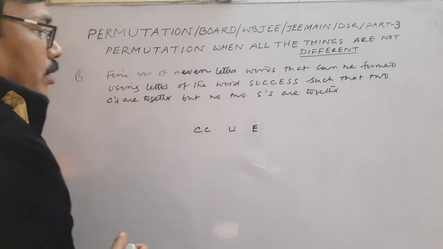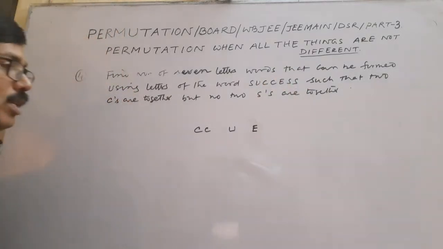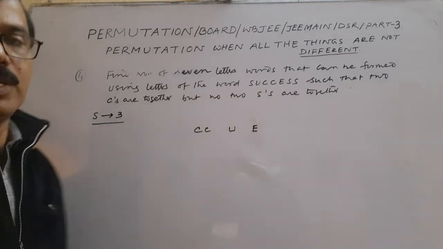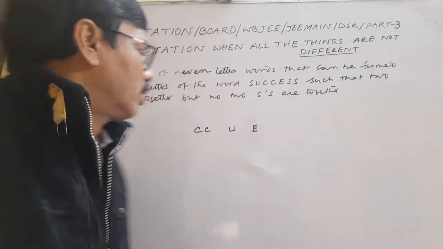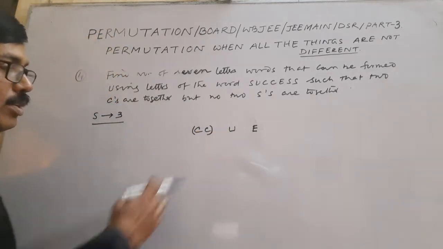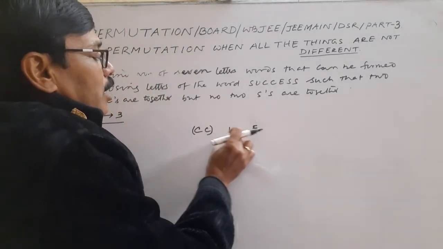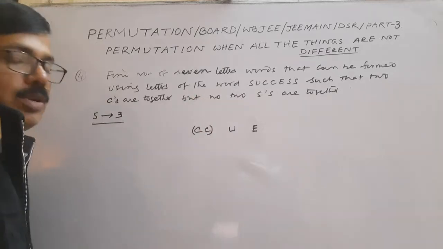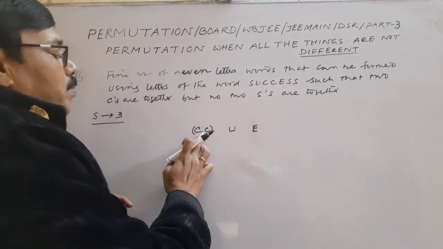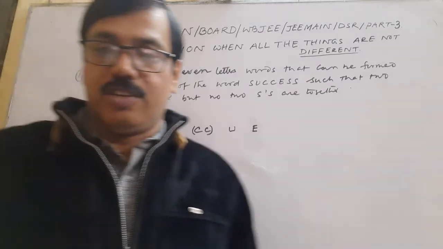How many S's? Three S's. Two C's are together, so we consider these two C's as a single entity, and U and E. These two C's, U and E can be arranged in a row in how many ways? Factorial 3 ways, not factorial 2, because we are considering these two C's as a single entity.